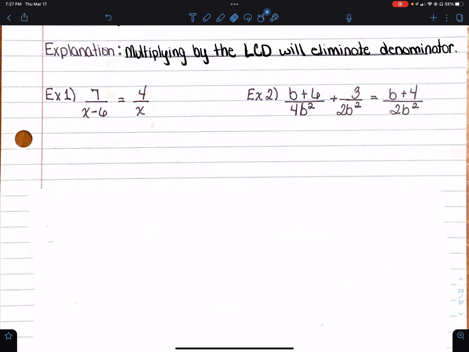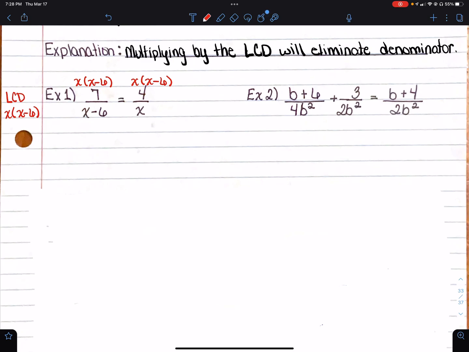So example 1, I'm going to show it to you two different ways. Okay, so the first way that I'm going to show it to you is I'm going to multiply both of them by the least common denominator. So the least common denominator in this case would be x and x minus 6. So if I multiply the 7 times x and x minus 6, and I multiply the second fraction in the numerator, x times x minus 6. Now just the numerator is being multiplied, not the denominator.